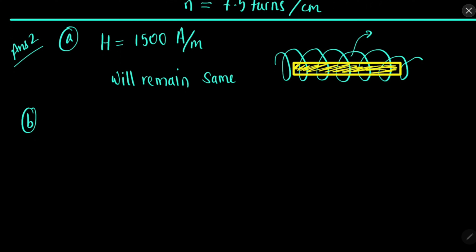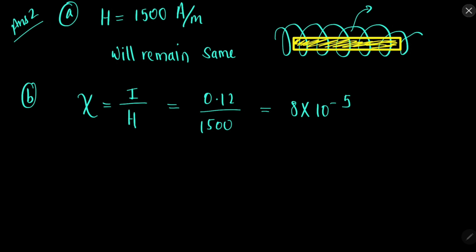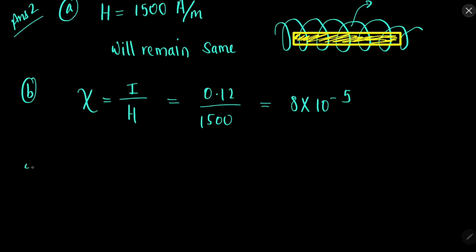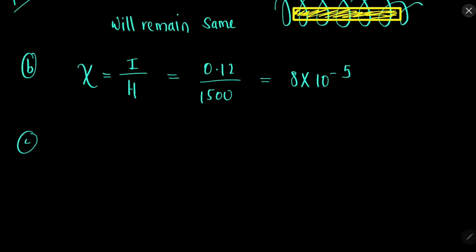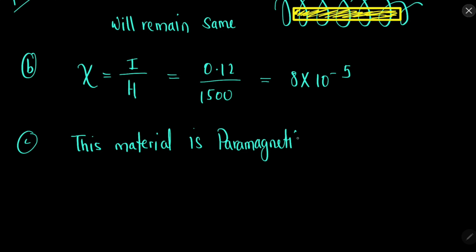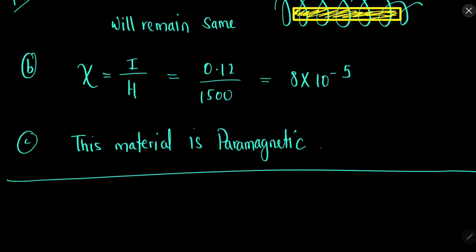Now we need to find susceptibility. Susceptibility is I over H. So I is 0.12 and H is 1500, so it will be 8 into 10 to the power minus 5, and susceptibility is unitless. Then what is this material? This material is paramagnetic. By looking at this value, we can say that this material is paramagnetic.